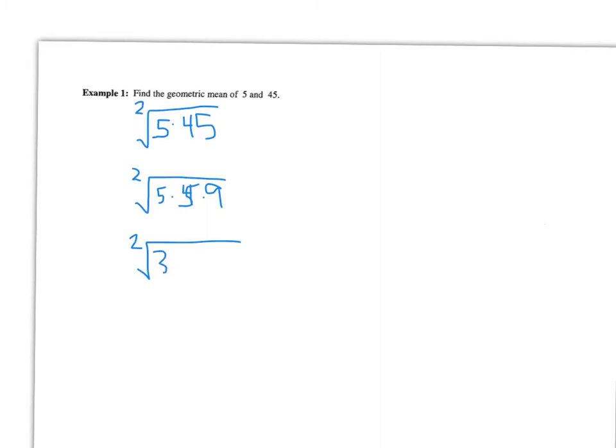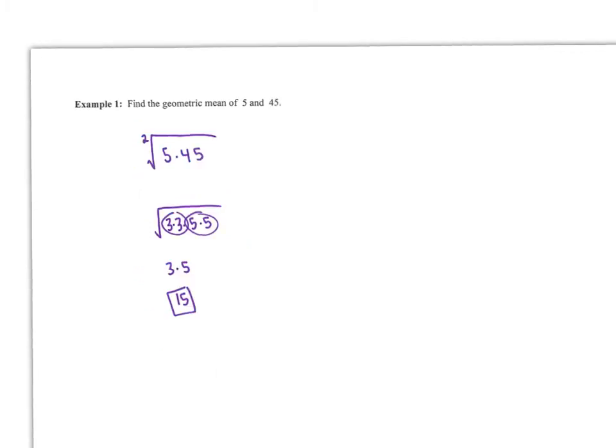So we have the square root of 3 times 3 times 5 times 5. Because it is a square root, we are going to circle pairs of the same number. So out comes a 3 and a 5. So our final answer is 15. So summary, if I want to find the geometric mean of 2 numbers, multiply them and take the square root.